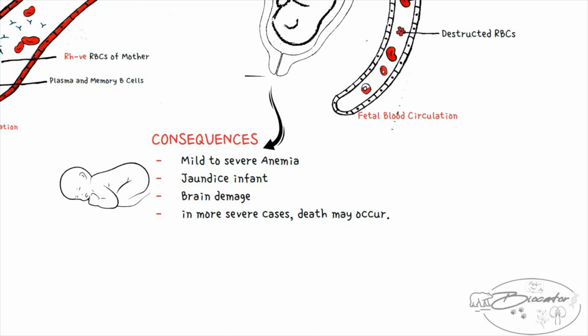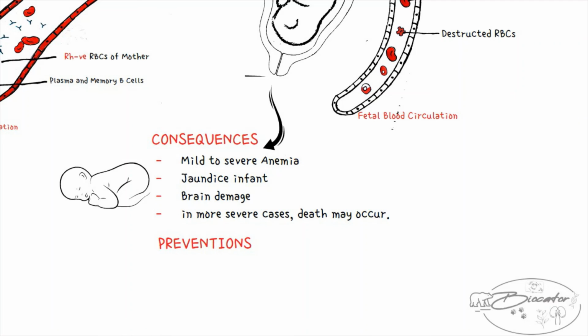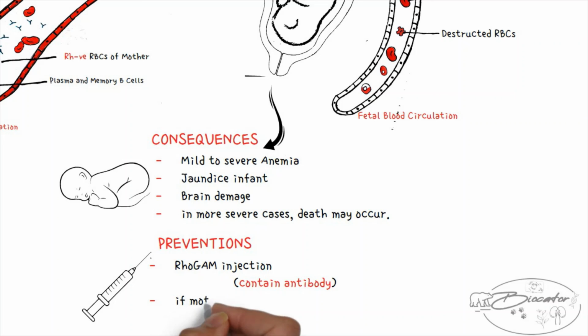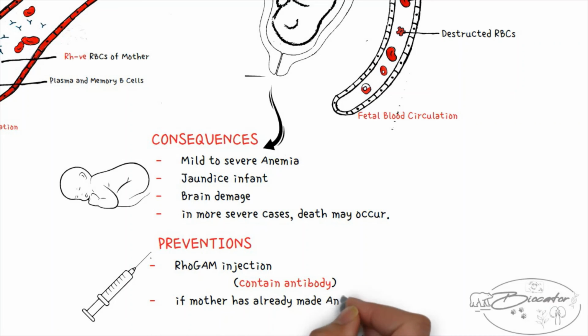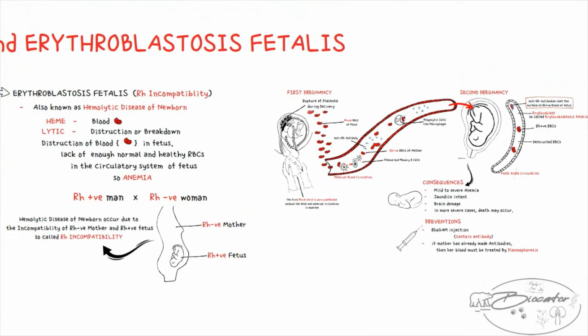And to prevent this condition, the Rh negative mother is given an Rh immunoglobulin injection at several points during the course of pregnancy, and this injection mainly consists of anti-Rh antibodies. And if the mother is already sensitized, the blood must be treated with plasmapheresis to prevent the antibody formation.